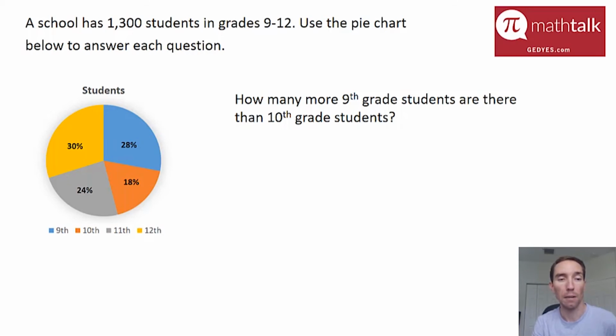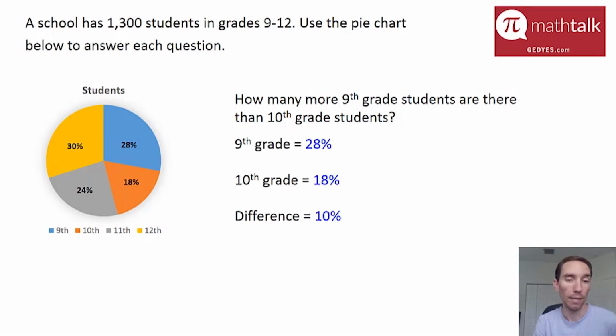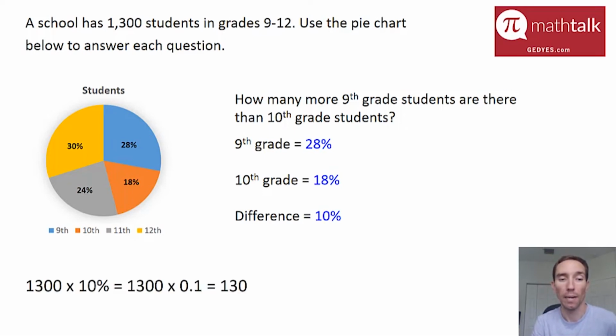We have the same question, and one of the things we can do is we can basically say, well, what is the difference in percentage of 9th graders and 10th graders? And when I look at that, there's 28% of 9th graders, 18% of 10th graders. There's a difference of 10%. There's really 10% more 9th graders than 10th graders. And I can use that because basically that just means I need to figure out what 10% of 1,300 is, and I should get the same answer. So when I do that, 1,300 times 10%, or 0.1, I get, just like before, 130 students is the difference. So there's really two approaches to answering this question.